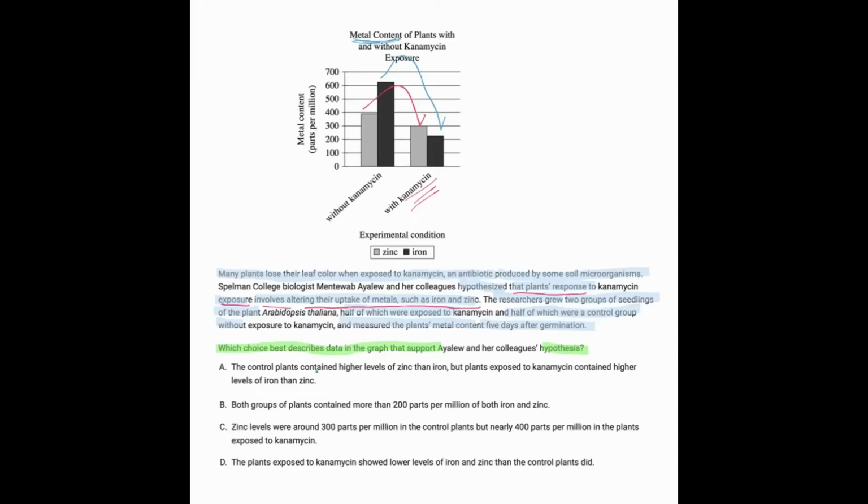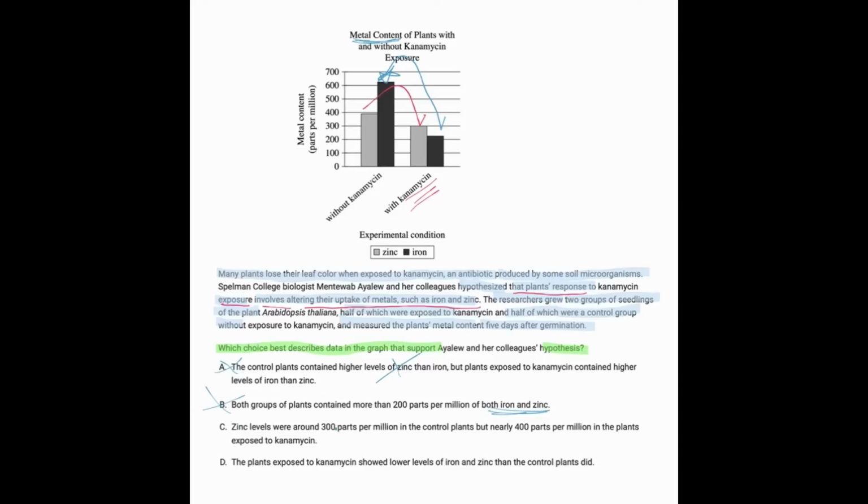A, the control plants contain higher levels of zinc than iron, but plants exposed to the chemical contain higher levels of iron than zinc. Well, let's see, that might be true actually. So the control plants had higher zinc. Nope, that's actually false. The control plants had higher iron. So looking at B, both groups of plants contain more than 200 parts per million of iron and zinc, but we're not seeing that the change is attributable to the chemical.